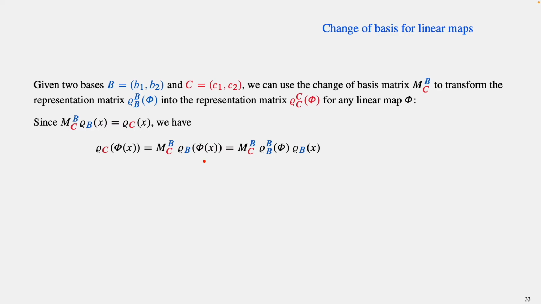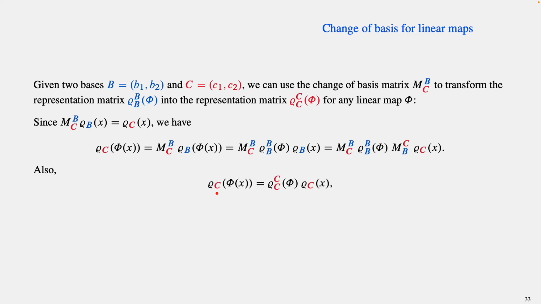And this, again, we can express as rho BB of phi applied to rho B of x. And so what we get then is MBC times rho BB of phi, and we can replace this by MCB times rho C of x. So we plug in the representation of x in C and get out the representation of phi of x in C, and we take the detour for the computation via the basis B. So we transform x in the basis C to the representation in B, then apply phi represented in the basis B, and then transform the result back into the basis C.